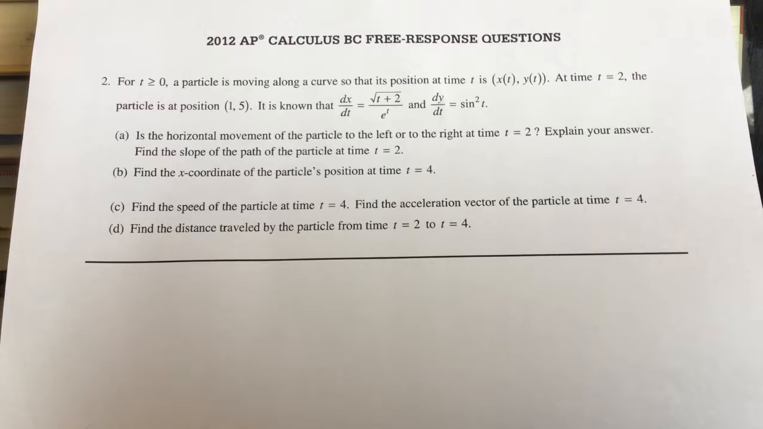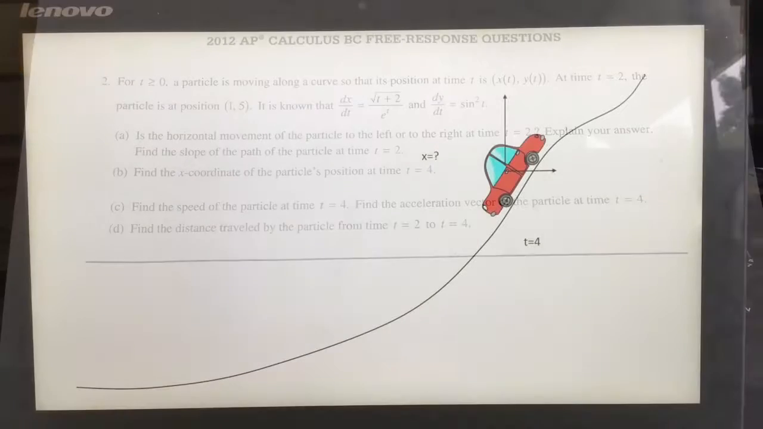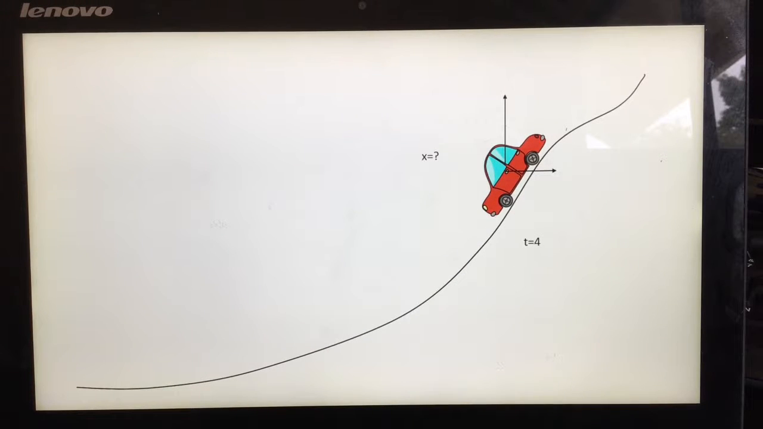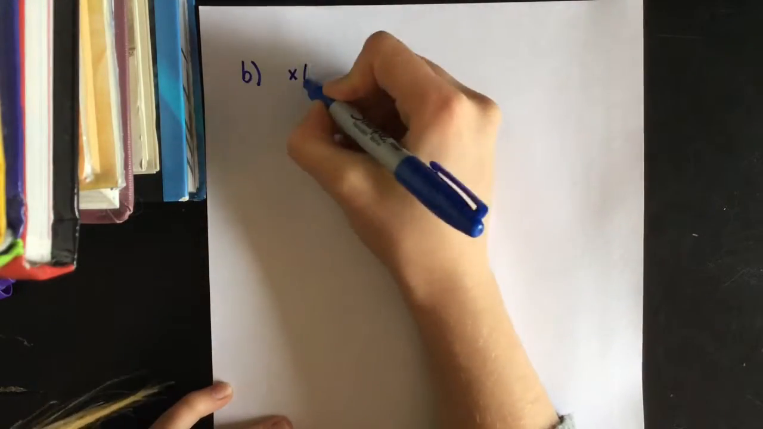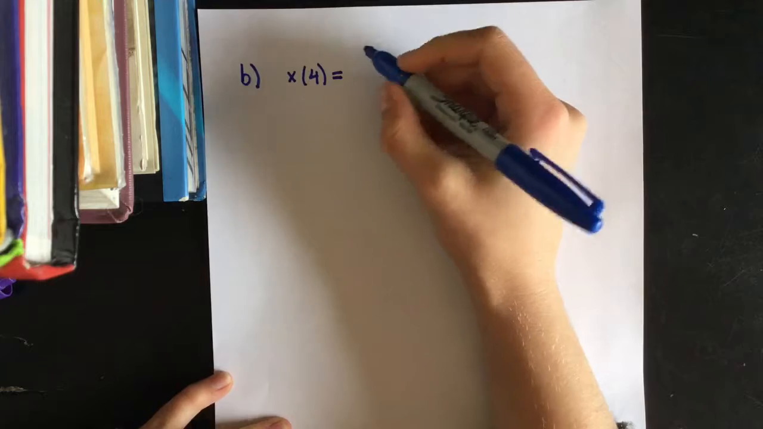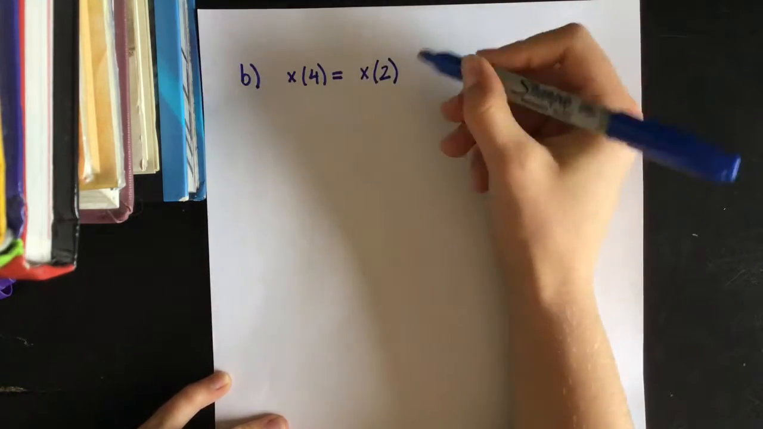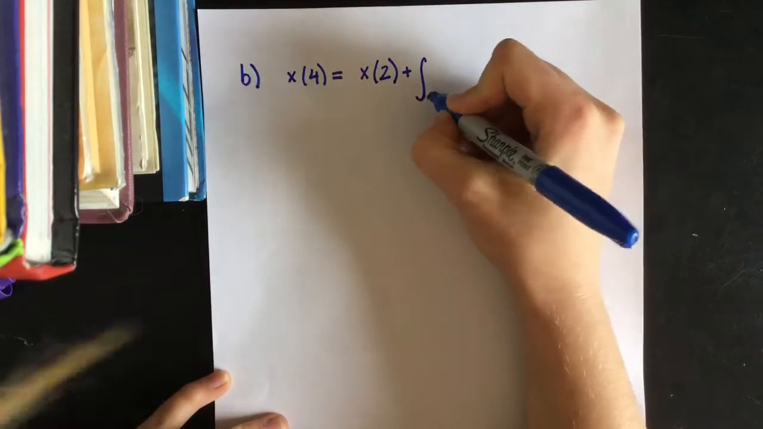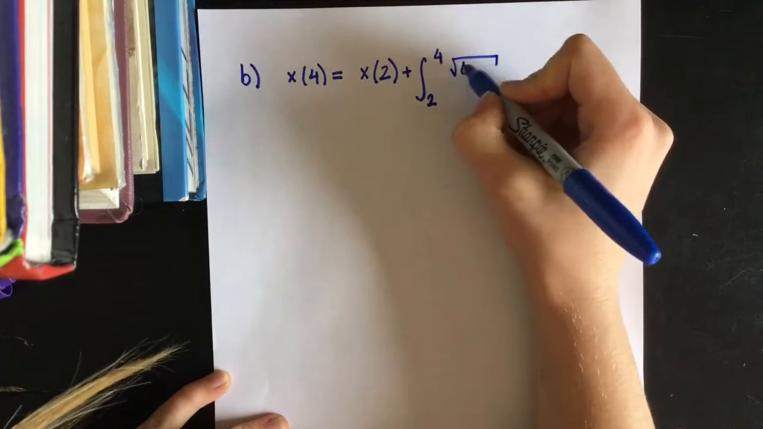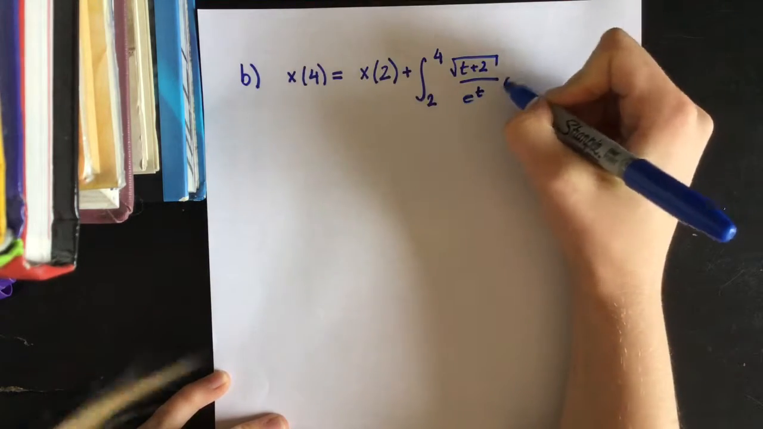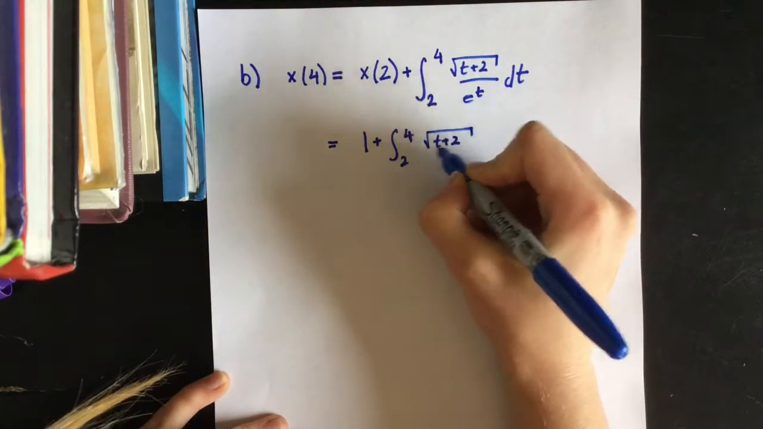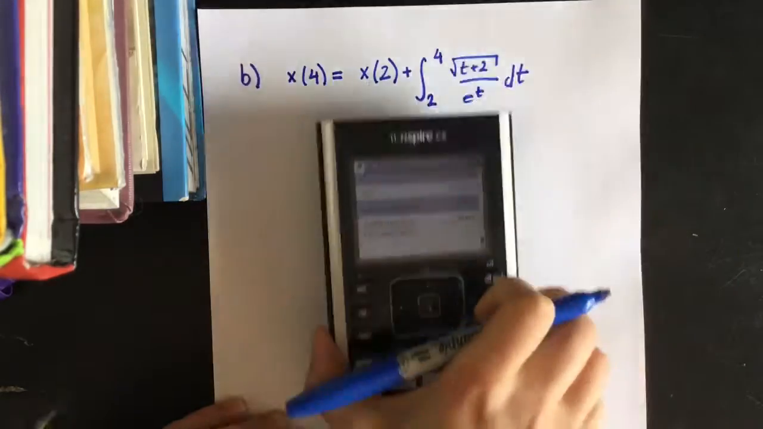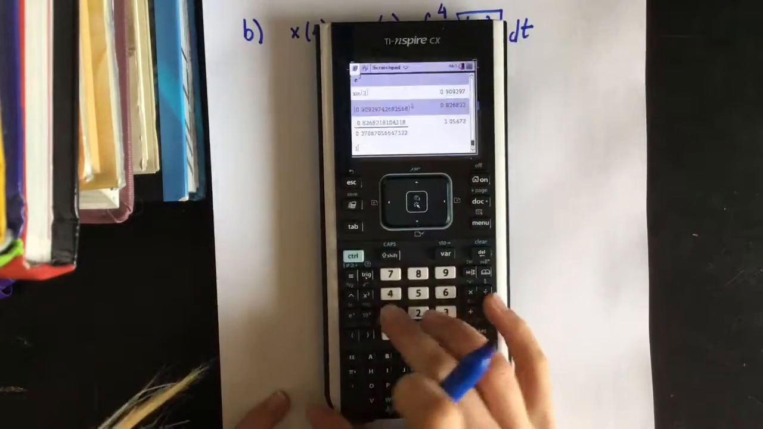Part B asks us to find the x-coordinate of the particle's position at time t equals 4. So with our little car, it would look something like this, an unknown x value at t equals 4. Since we are given our little car's position at t equals 2, we can use the second fundamental theorem of calculus to find the car's position at t equals 4. We're going to take an integral from 2 to 4 of dx/dt, and then add the particle's position at time t equals 2, which is 1, and the result will be the particle's x position at t equals 4.